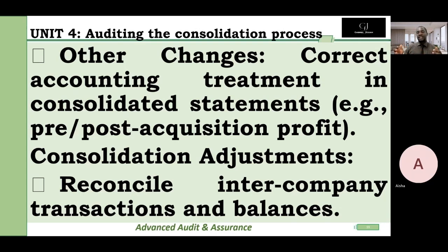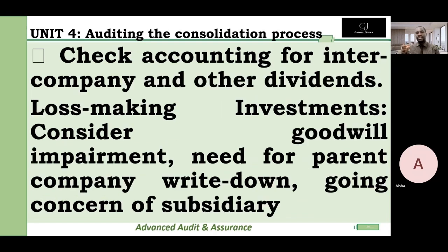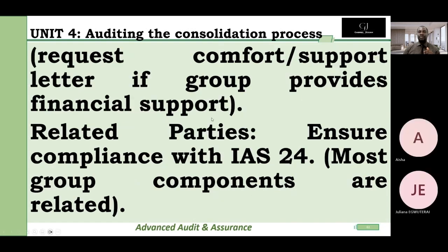Also consolidation adjustments that speak to intercompany transfers and balances. We need to confirm intercompany balances and unrealized profit calculations. Also need to check non-controlling interest, very important. These calculations and their disclosures are key for consolidating these companies. We also need to check for intercompany and other dividends, loss-making investments, and how they impact the financial statements. We need to consider goodwill impairment and the need for parent company write-down. Also going concern of the subsidiary is very, very important.